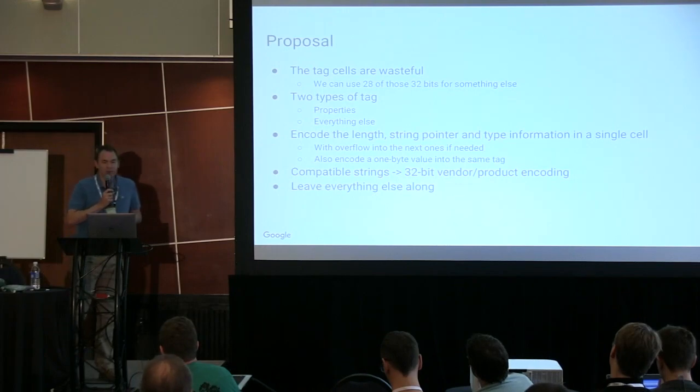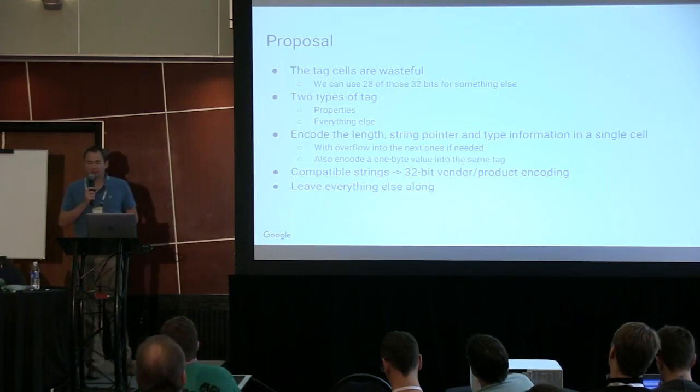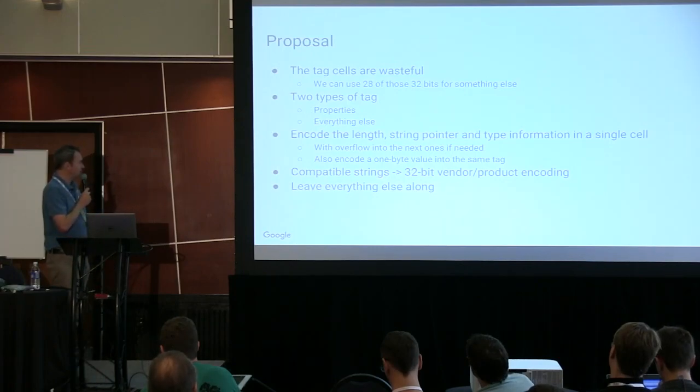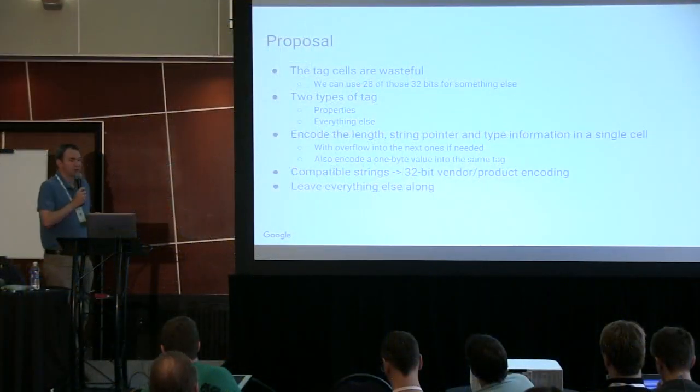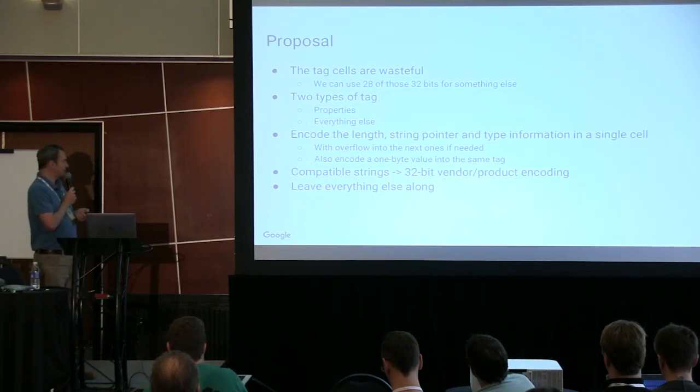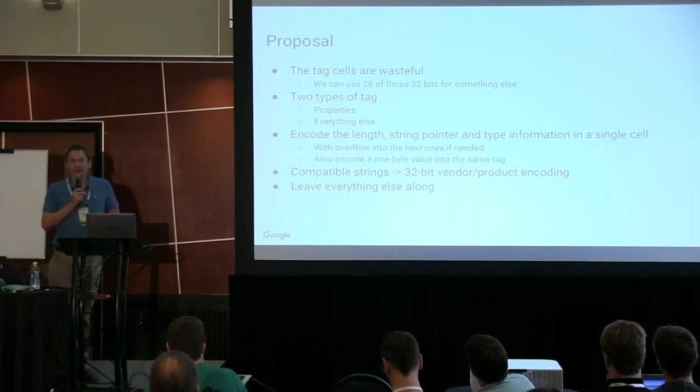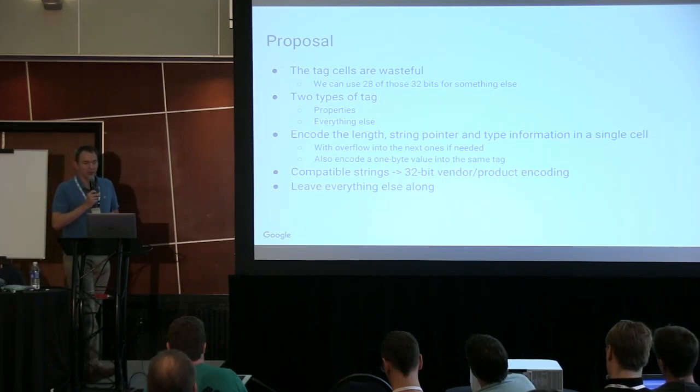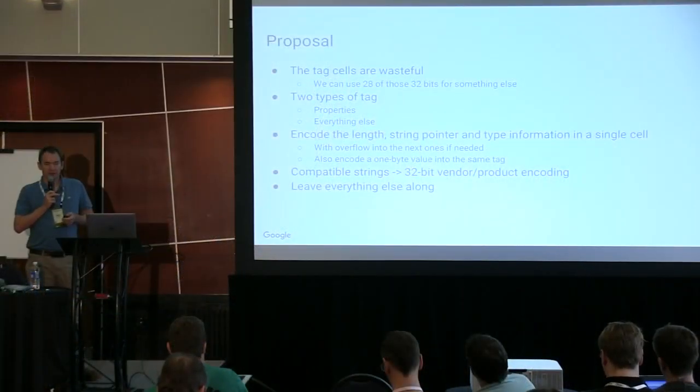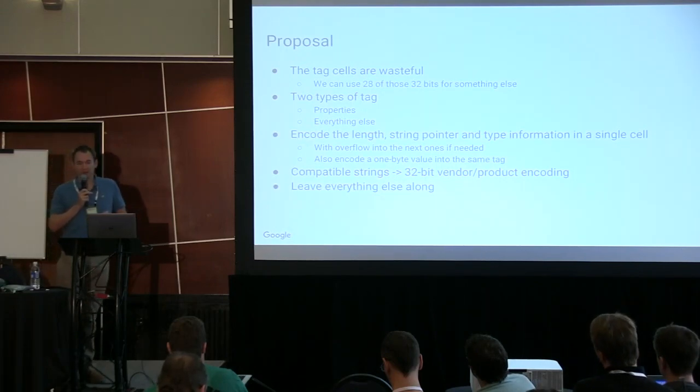The tag cells are wasteful because they're 32 bits and we only really use a few of those bits. So I thought, maybe we can reuse them for something else. What I came up with was two types of tags: a property one and one for everything else. The property one's where all the action is, but we subdivide them that way to get the maximum number of bits. Then we try to encode all the metadata we have at the moment in that single cell. Think about the prop struct: it's got a tag, a name pointer or name integer, a length, and then the data starts. So try to get those three cells down to one.